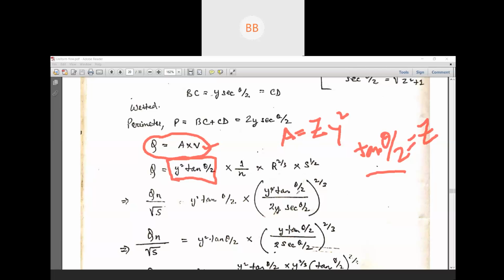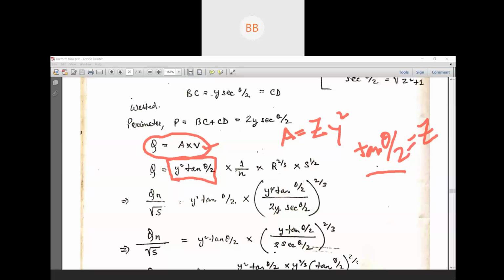So if you see in that expression, we don't have any term as R. We don't have any term as R. So what we have to do, we have to replace this term, hydraulic radius.